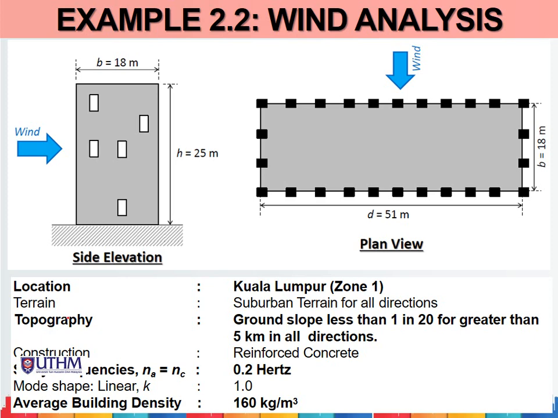The terrain is suburban terrain for all directions. Topography is ground slope less than 1 in 24, greater than 5 kilometer. Construction is reinforced concrete. The sway frequency, n_a equal to n_c, is 0.2 Hertz. The mode shape linear, K equal to 1, and the average building density is 160 kilogram per cubic meter. Okay, so this is the side elevation.